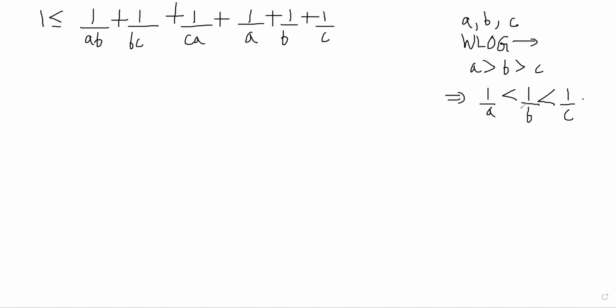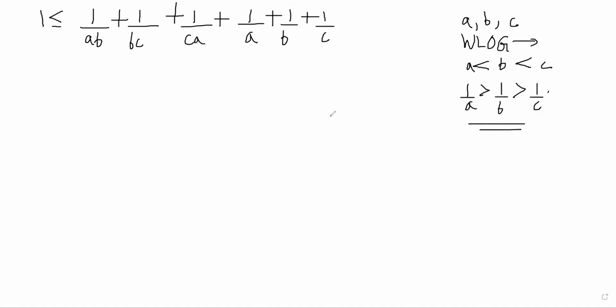Correct. So if we assume that, or actually we'll assume the opposite. We'll assume 1 by A is less than B is less than C. Let's assume it like that. That is the same thing. 1 by A is greater than 1 by B is greater than 1 by C now, right?